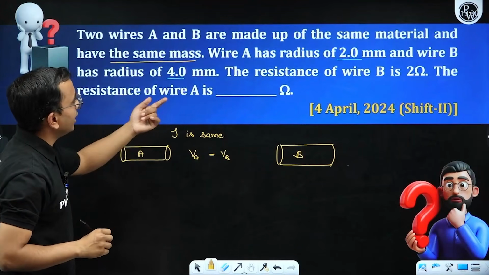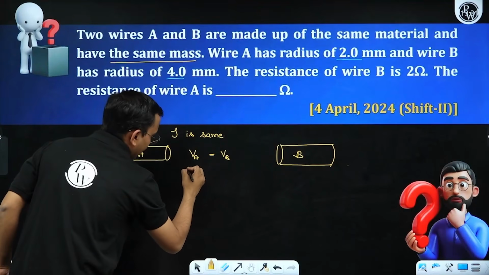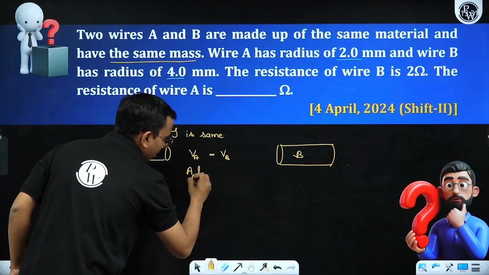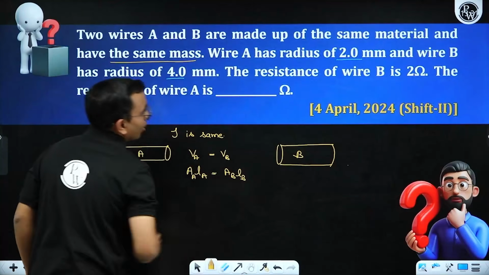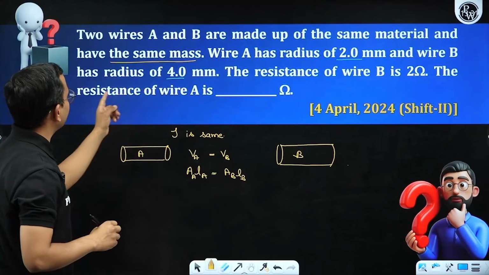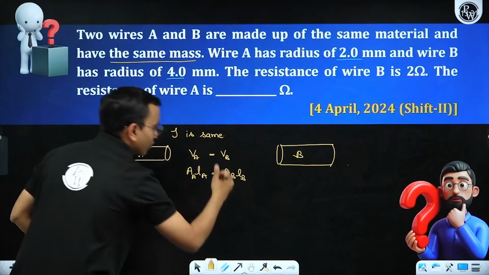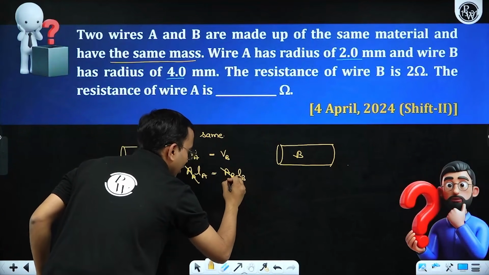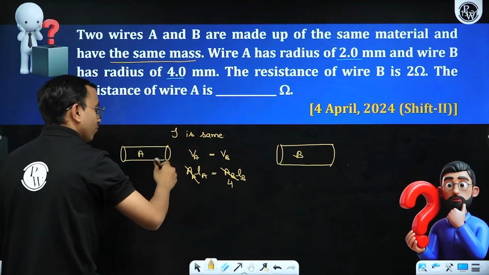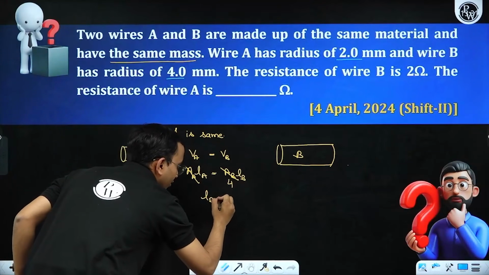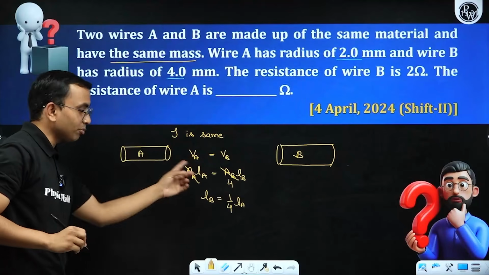Now wire A has a radius of 2 mm. So I will say volume is area of cross section into the length. Area of cross section of A into length of A equals area of cross section of B into length of B. What is the radius of B? That is 4 mm. So area of B will be how many times? 4 times the area of A. Therefore, I can say that the length of B will be 1/4 the length of A. Getting it? 1/4 the length of A.